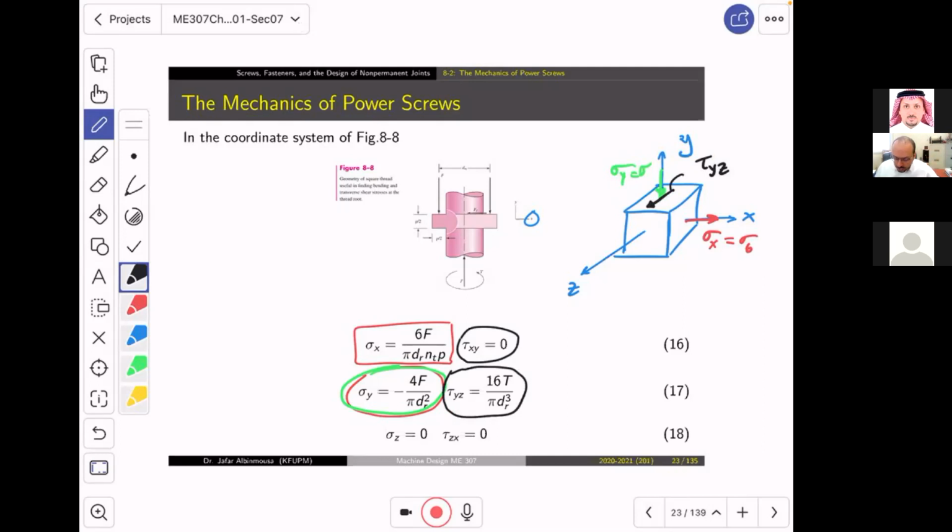What is sigma x? The normal stress acting in the x direction, what do we call it if there is no shear acting on it? Notice that this is going to go like this. On the x face there is no shear stress. What do we call it?